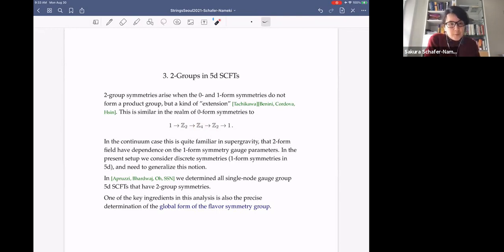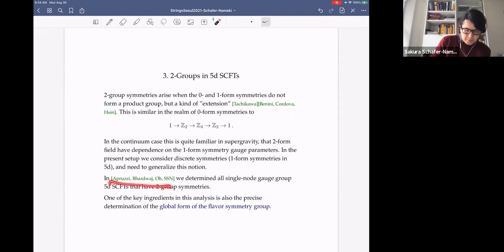So in the continuum case, these higher group symmetries are not that unfamiliar. If you look at supergravities and you look at higher form fields and their gauge transformations, you'll see that their gauge parameters will mix. And that's the continuum version of what a higher group symmetry would be. It's just that here we'll be looking at discrete symmetry. So the one-form symmetry is actually always a discrete symmetry, so we have to somehow extend that. And that was discussed in a series of papers, starting with these papers here.